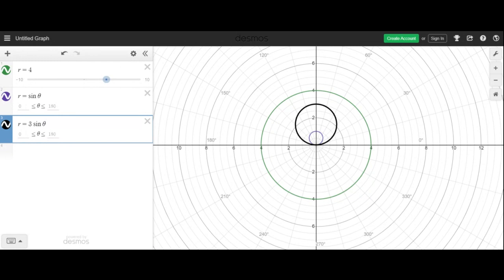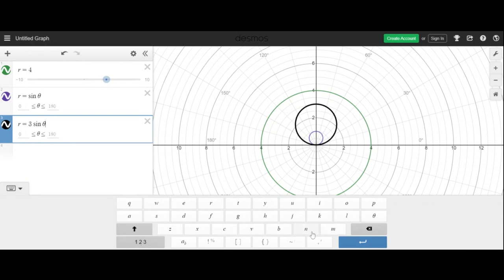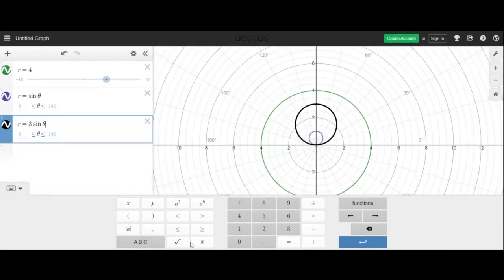Out of curiosity, how do you write theta in Desmos? I open the keyboard here, and then I click the ABC, and it gives me theta over here on the right-hand side of their keyboard. Thank you. I copied it to my clipboard so that I could just paste it. Okay, and we've got pi over here if we need that.